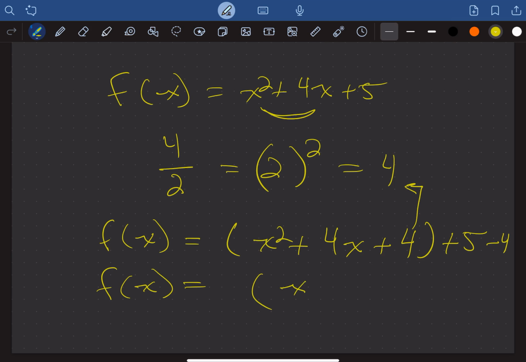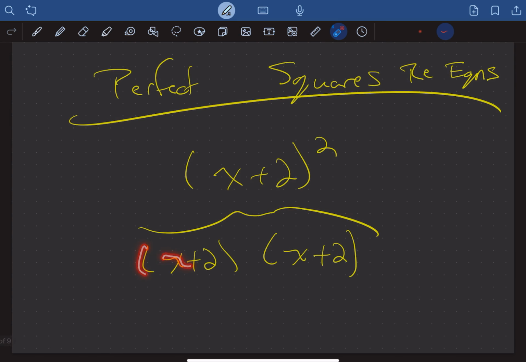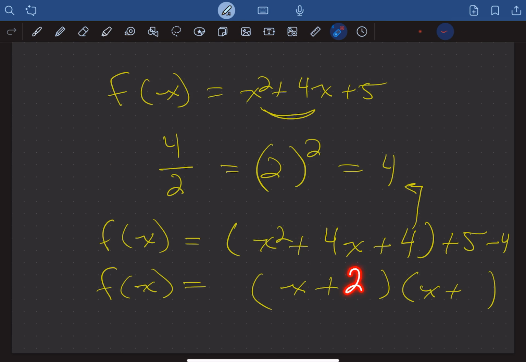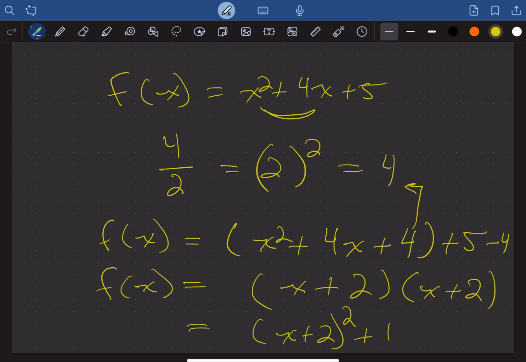So we want to take 2 things here. We're going to say x plus something times x plus something, and these second numbers would be the same. So then we can square that function, because it would be the exact same thing times the exact same thing, which would give us that perfect square. So here, this ends up being x plus 2 times x plus 2, which is just x plus 2 to the second power, aka x plus 2 squared, aka perfect square. And we can't forget this last part here, the 5 minus 4, plus 1. And this is our vertex.